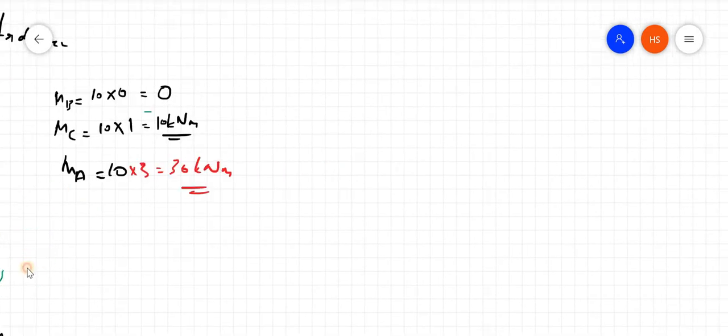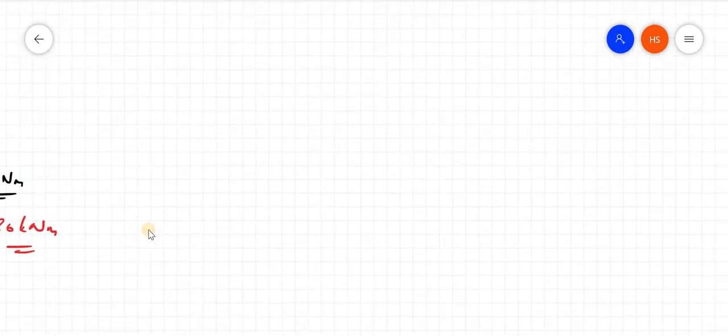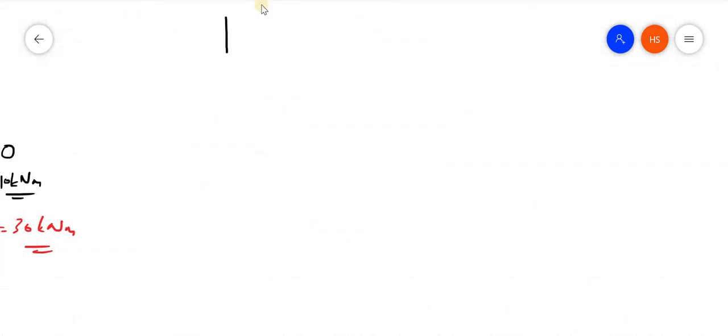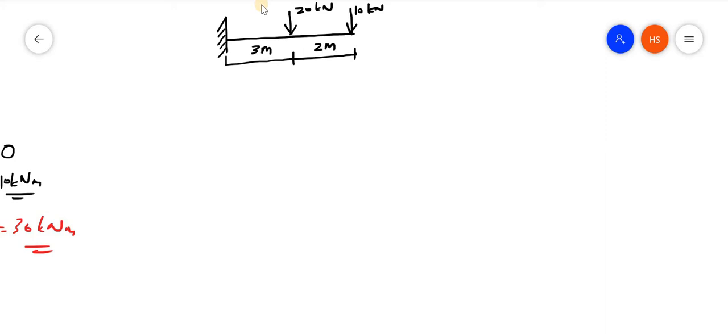Now let us take into consideration a real problem. I am having a cantilever beam. There are two loads acting. This is a simple problem only. 10 kilonewton and 20 kilonewton are acting. Now let the distances be 2 meter and 3 meter. This is A, B and C. Here I have to find out the shear force diagram and bending moment diagram. I am doing it together.